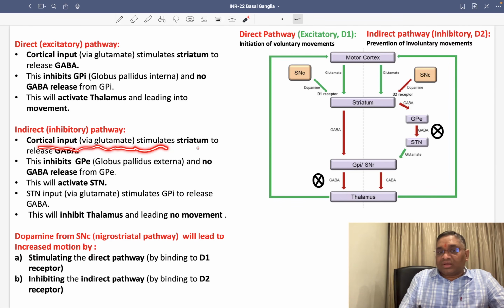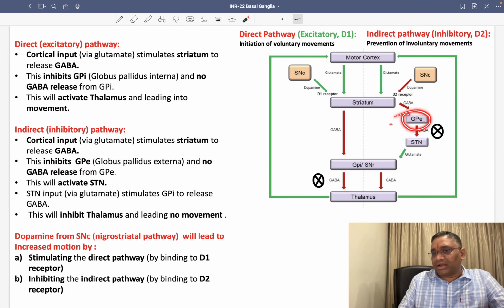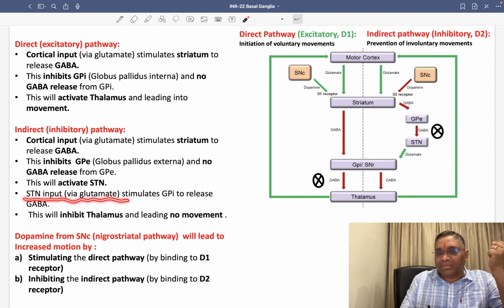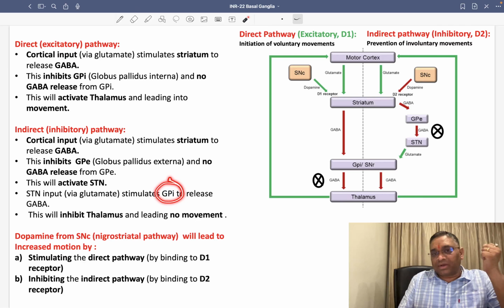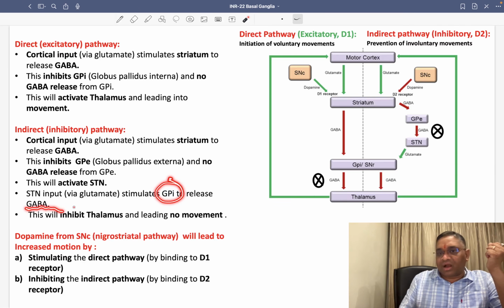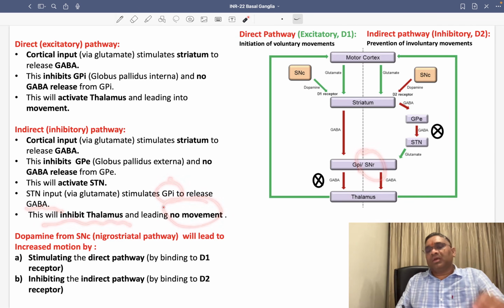The cortical input will stimulate the striatum to release the GABA, right? The cortical input will release the glutamate, it will activate the striatum, which will be releasing GABA, and this inhibits the globus pallidus externa, right? So this will inhibit the globus pallidus externa, and what will happen? This will activate the subthalamic nucleus, because they have been inhibited, so it is activated, and the subthalamic nucleus will be releasing glutamate, and this glutamate will stimulate the globus pallidus interna to release the GABA. So that is why they are releasing the GABA, and this will inhibit the thalamus, and that is why there will be no movement, right?